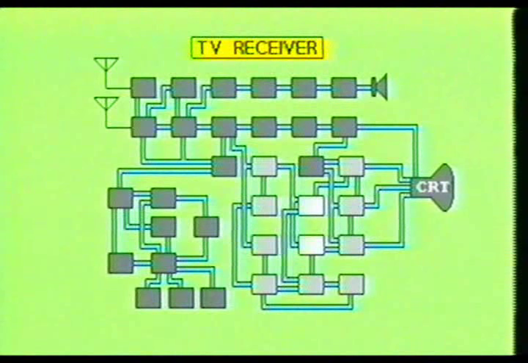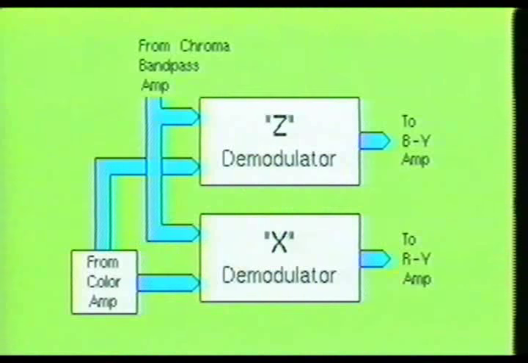Now let's examine the demodulator stages contained in a color television receiver. As you can see, there are two demodulator stages. Both of these stages are required in the receiver to reverse the process of the two balanced modulators at the transmitter. There are several types of demodulator circuits being used in color television receivers. Here you see the two most common, the X demodulator and the Z demodulator.